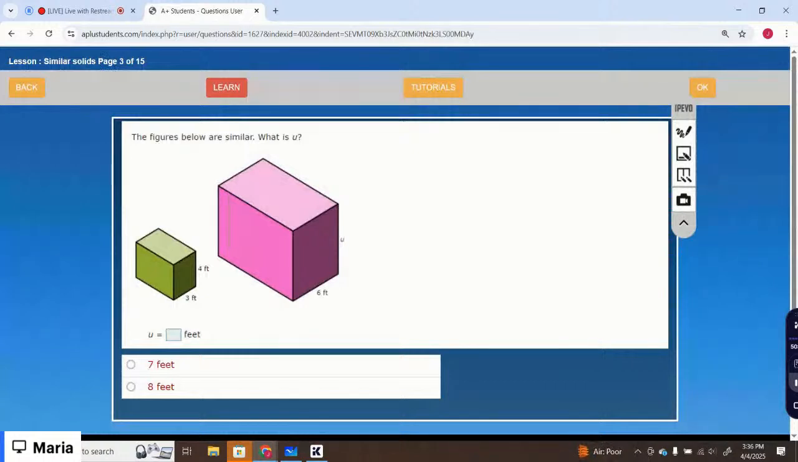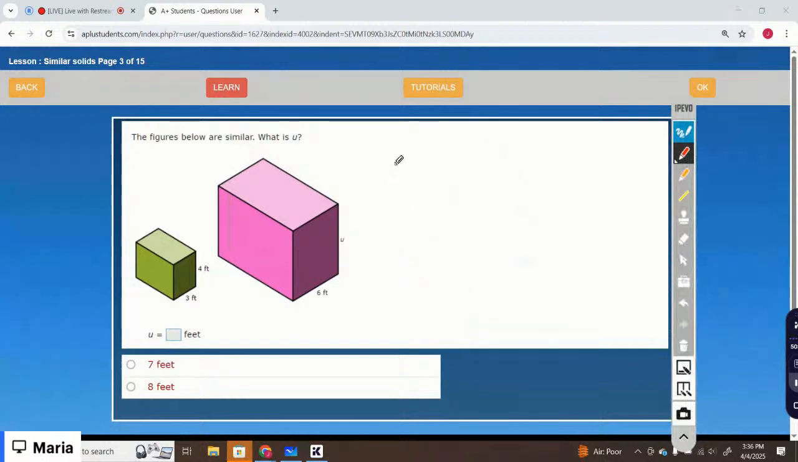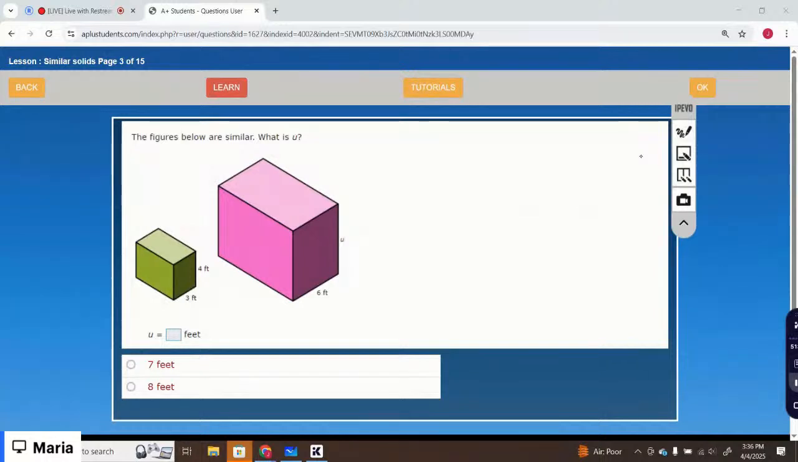The figures below are similar. What is U? So you need to find the value of U. Just make a ratio between the corresponding sides. That is U over 4 equals 6 over 3. So U equals 6 times 4 over 3. Option number 2 is the correct option. That is 8.